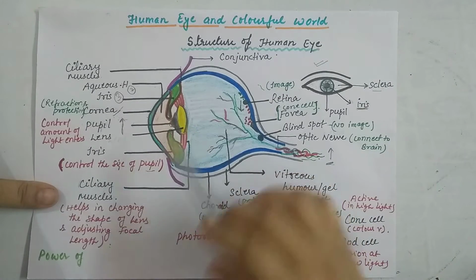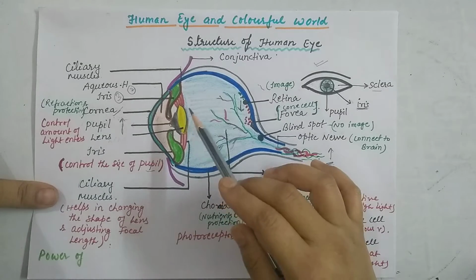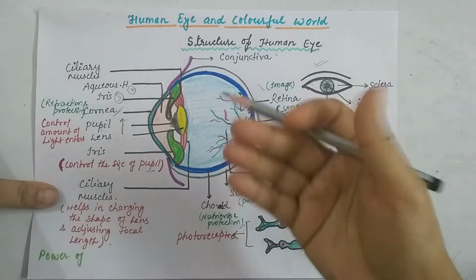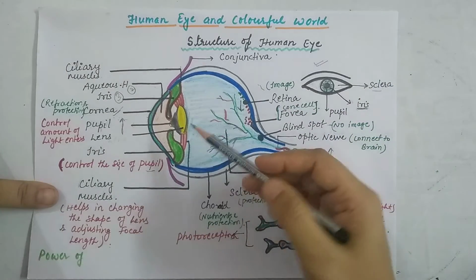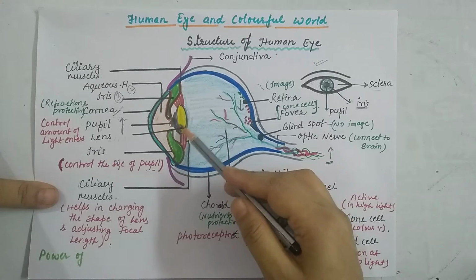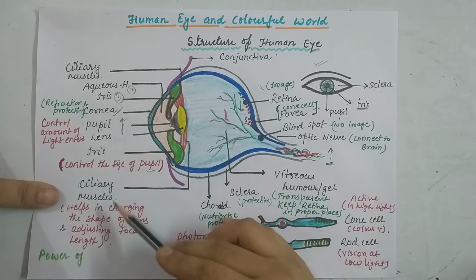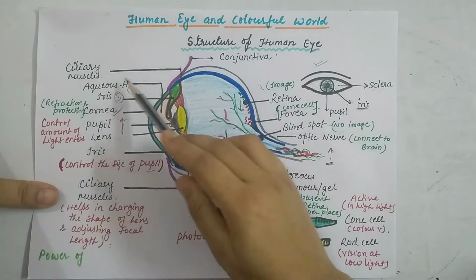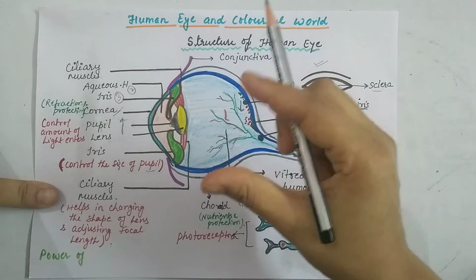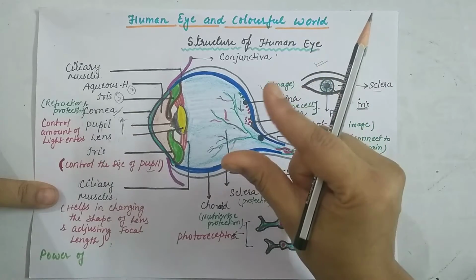So basically the lens is a convex lens, and sometimes we have to adjust the focal length of the lens to see a very far object, or an object which is very near to our eyes. This adjustment of focal length is done by the ciliary muscles. This red color line is called the ciliary muscles. We have one pair of ciliary muscles, attached to the lens, and they help to adjust the size of the lens so that it can change the focal length of the lens.